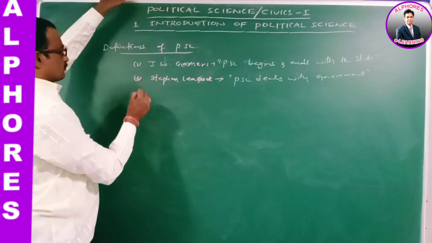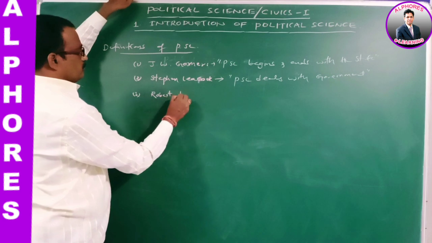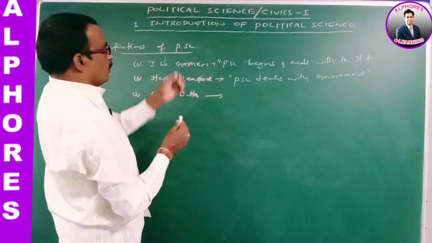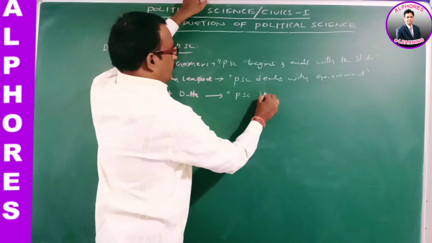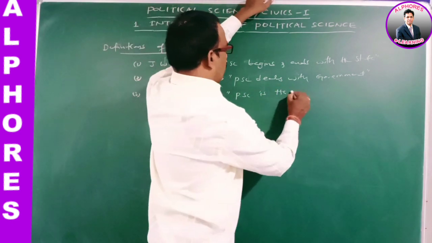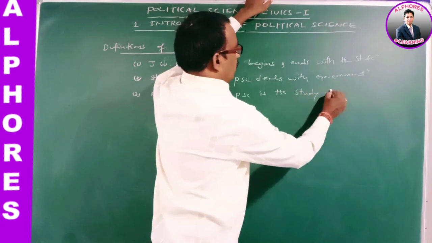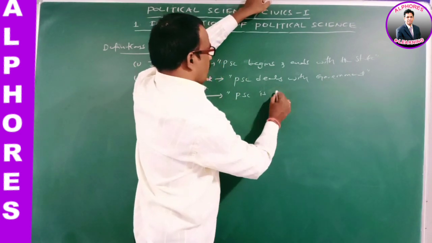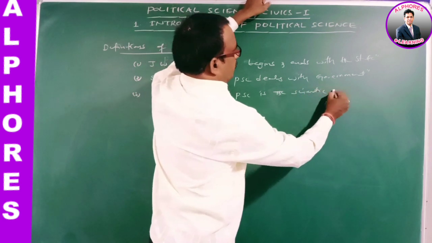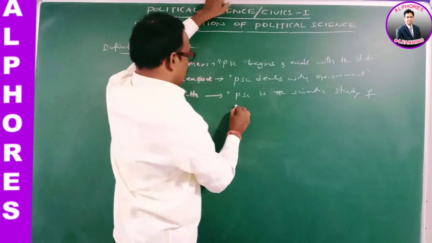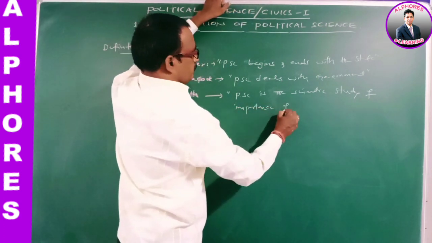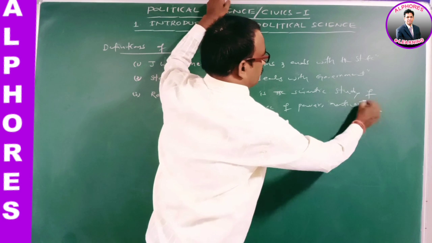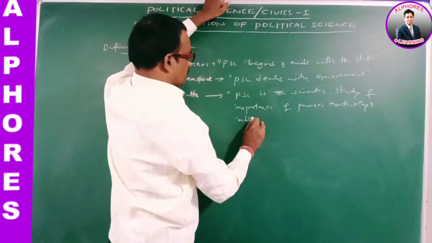One more writer, Robert Dahl. According to him, political science is the scientific study of power, authority and influence.